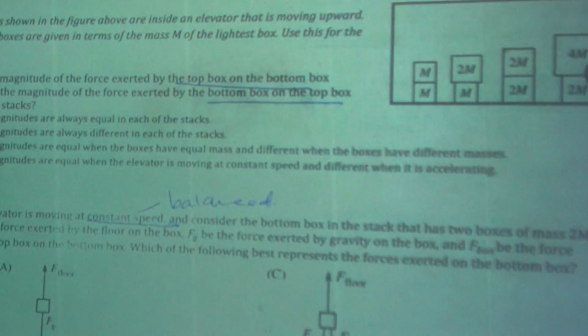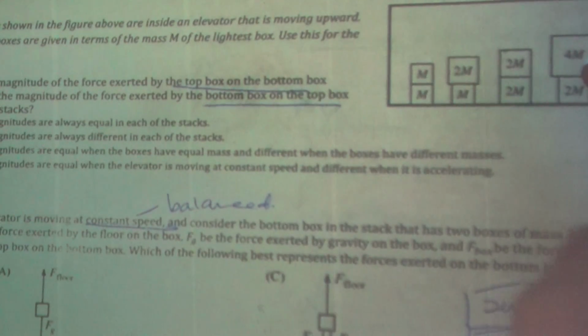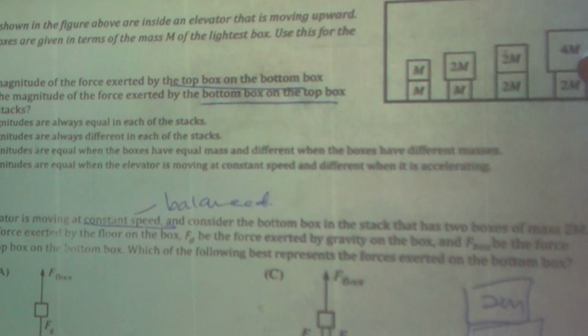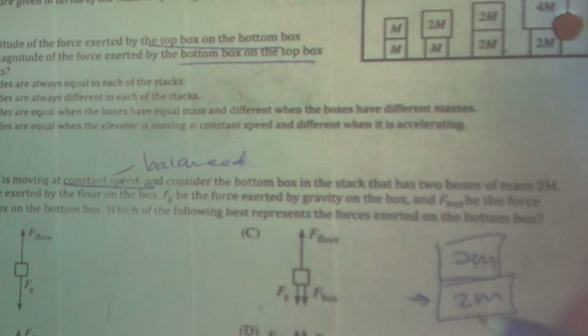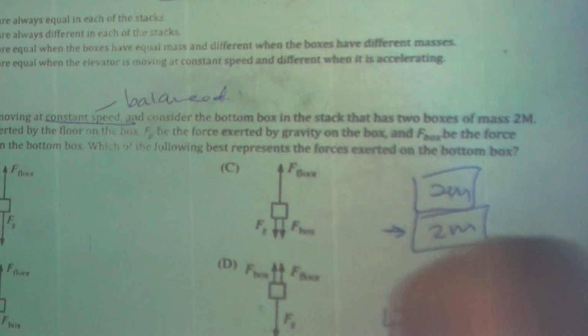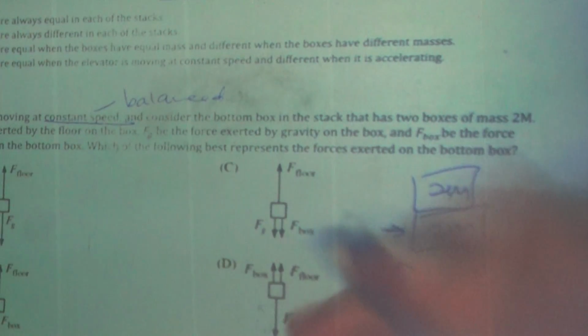Assume the elevator is moving at a constant speed. So that tells us that our forces would be balanced. Consider the bottom box in the stack that has two boxes of mass M. So I have a 2M and a 2M, and we're drawing the free body diagram for this guy right here. We have, of course, the force of gravity of the box, the 2mg. And then because we're talking about the bottom box, we also have the force of the top box on it, pushing it down. It told us to call that F box. So it has the box pushing down. And then the floor is going to push up on the bottom box, and it has to be greater than the two of these. So the only one that matches this is C.